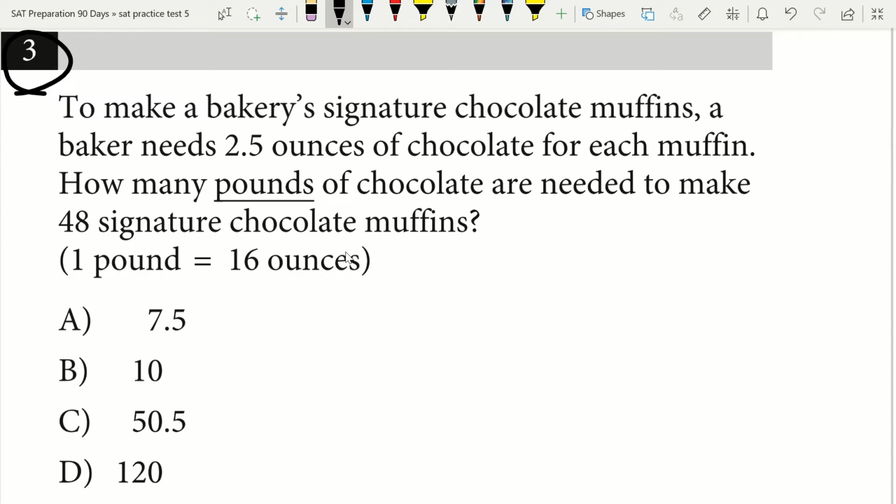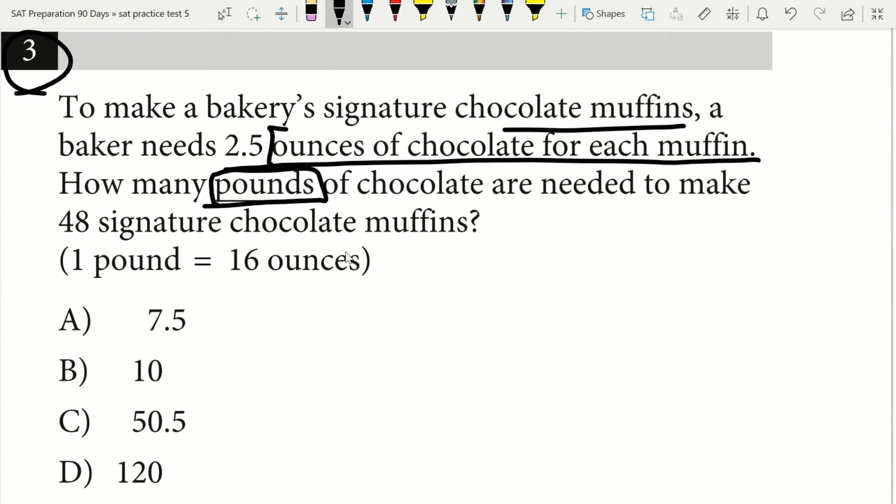It states that to make a bakery's signature chocolate muffins, a baker needs 2.5 ounces of chocolate for each muffin. How many pounds of chocolate are needed to make 48 signature chocolate muffins? Now, keep in mind, we talked 2.5 ounces above, now we're talking about pounds, so always pay attention to changes in units. Okay, so we have to make 48 chocolate muffins.